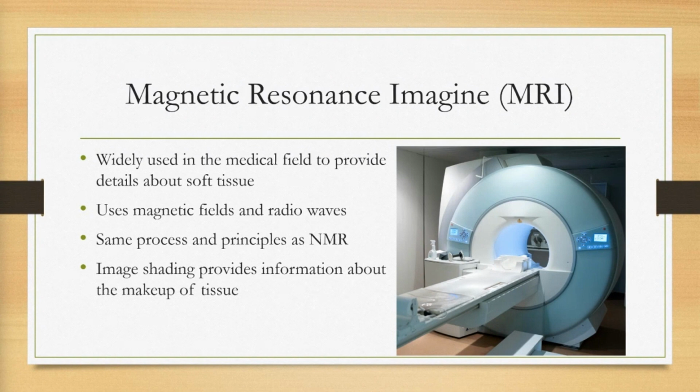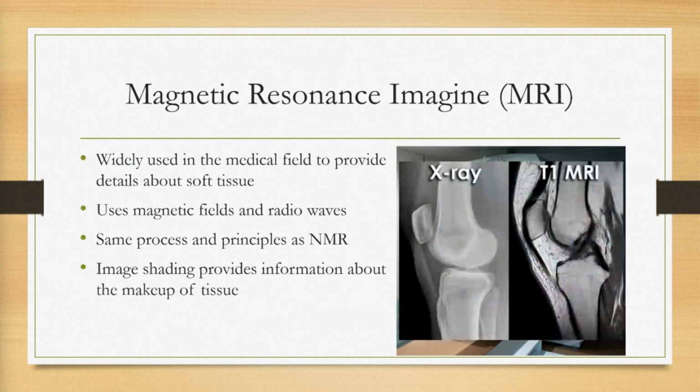So when you take an MRI, there's a large magnet and then radio waves that soft tissue is exposed to. And so the shading of an MRI image provides information about the makeup of the tissue. So I have an example of an X-ray and an MRI of a knee.